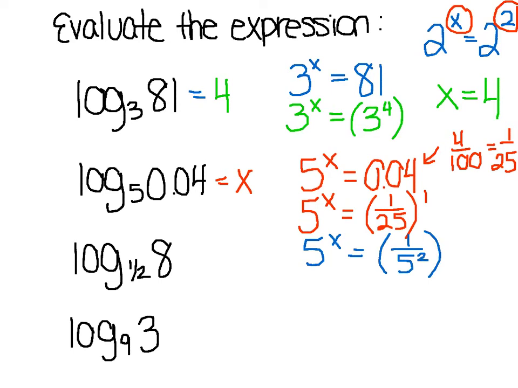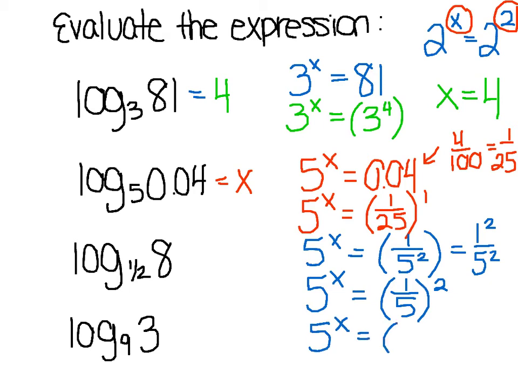Remember, 1 to any power is going to equal 1. So the same thing would be 1 squared over 5 squared. Therefore, 5 to the x is going to equal 1 over 5 squared. Well, the equivalent of this is 5 to the x equals 5 to the negative second, because remember, with negative exponents, you take the reciprocal. Therefore, after all that, we know x is going to equal negative 2. And then we know the logarithm base 5 of 0.04 is negative 2.